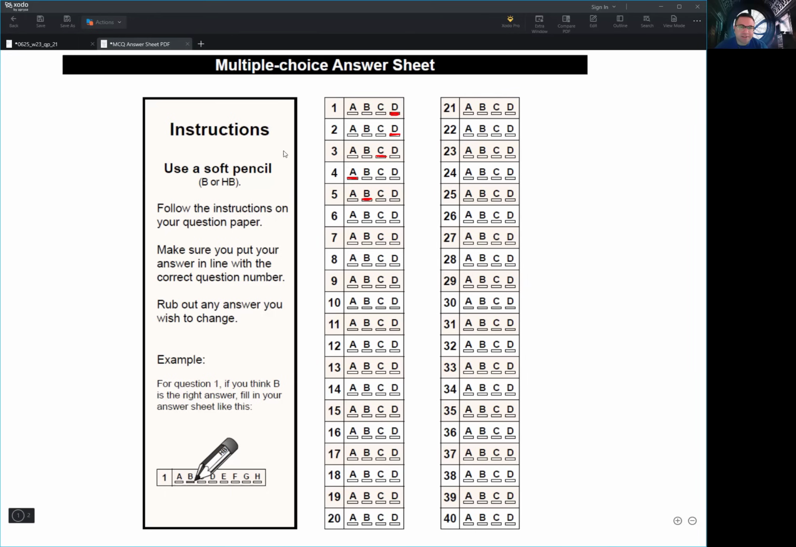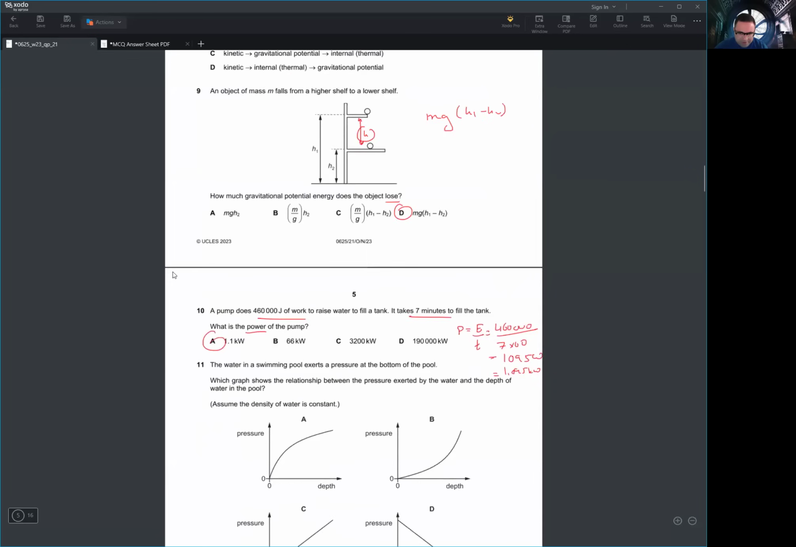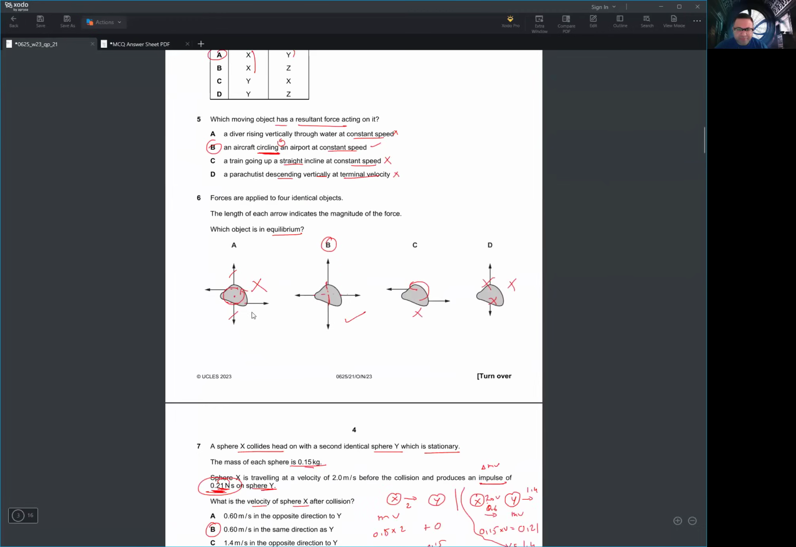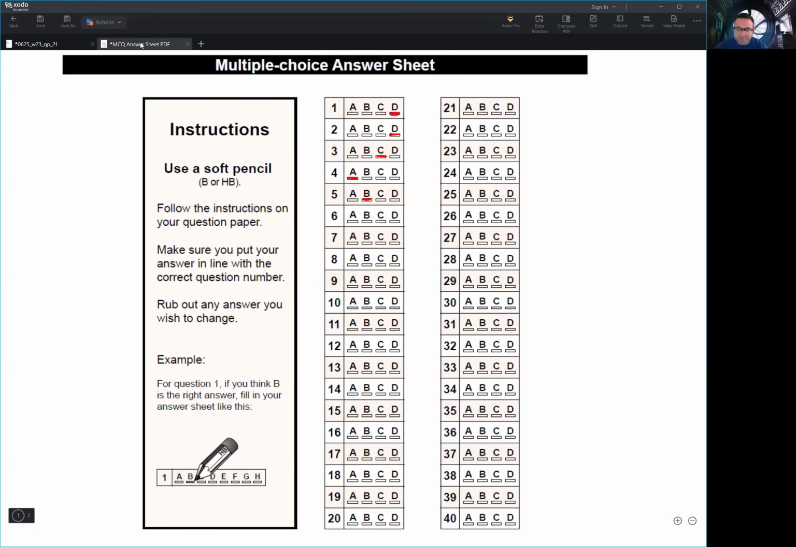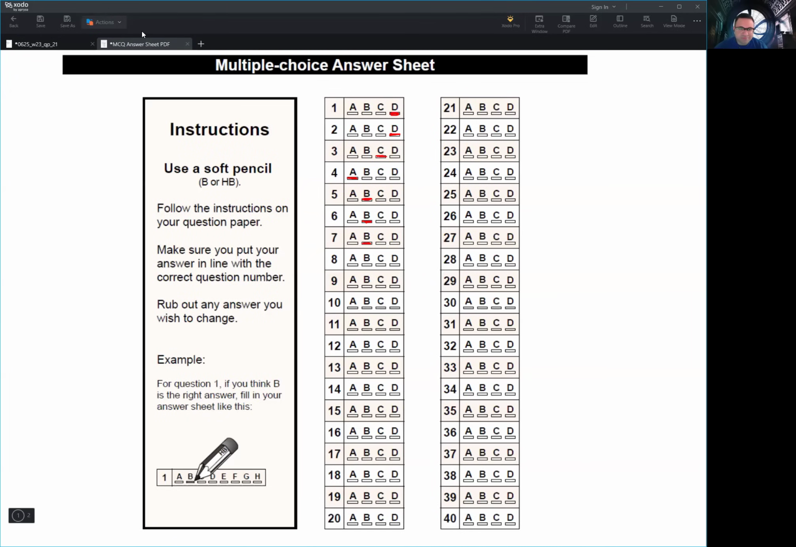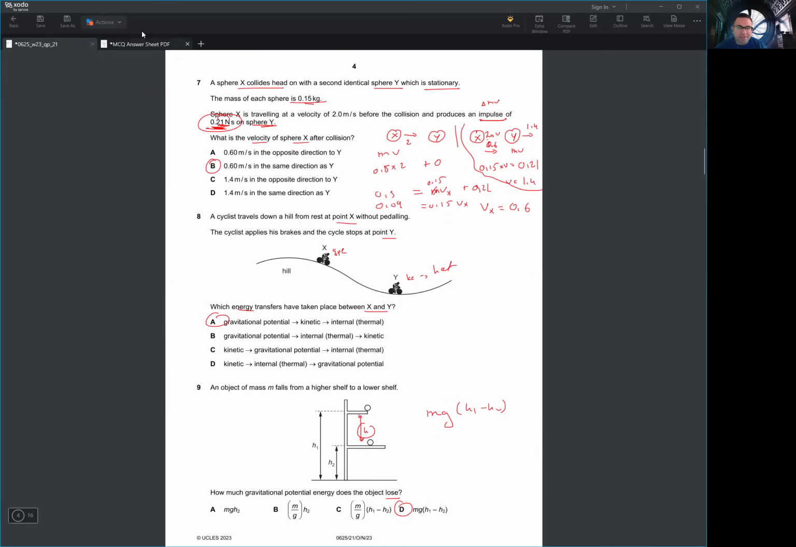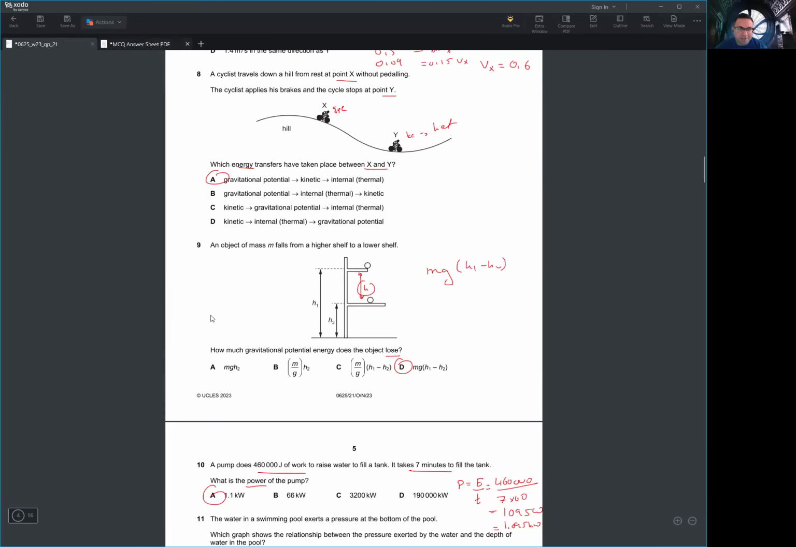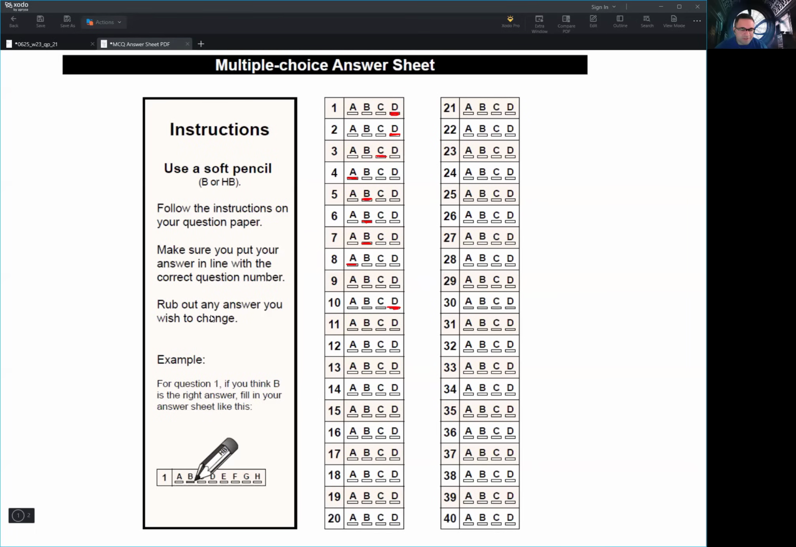And one of the biggest, most disgusting mistakes that happens during copying is this. Question 5 is B. Question 6 is B. Question 7 is B. Question 8 is A. Question 9 is D. Do you see a problem? Do you see what happened?